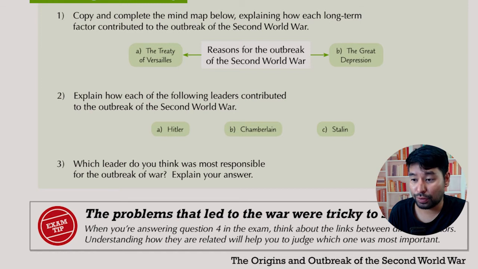Which leader do you think was most responsible for the outbreak of war? Explain your answer. This is a very good question, right? Especially to discuss, like this question for discussion. So we had these 3 leaders, right? Hitler, Chamberlain, and Stalin. So analyze each leader's history, okay? What they did, what were actually their actions, yeah, and their influence on the outbreak of the Second World War. And give me your opinion.